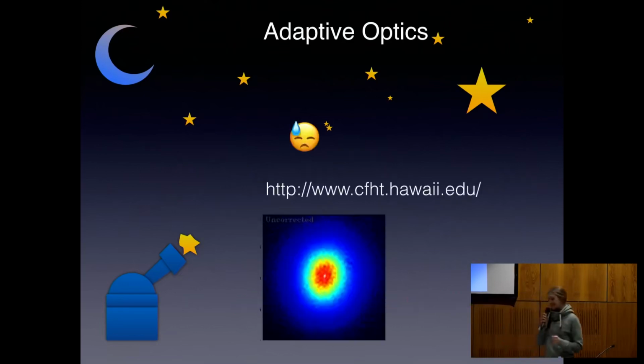And so this is what you get. If you had a binary star, you would see this. And this is actually a real picture.